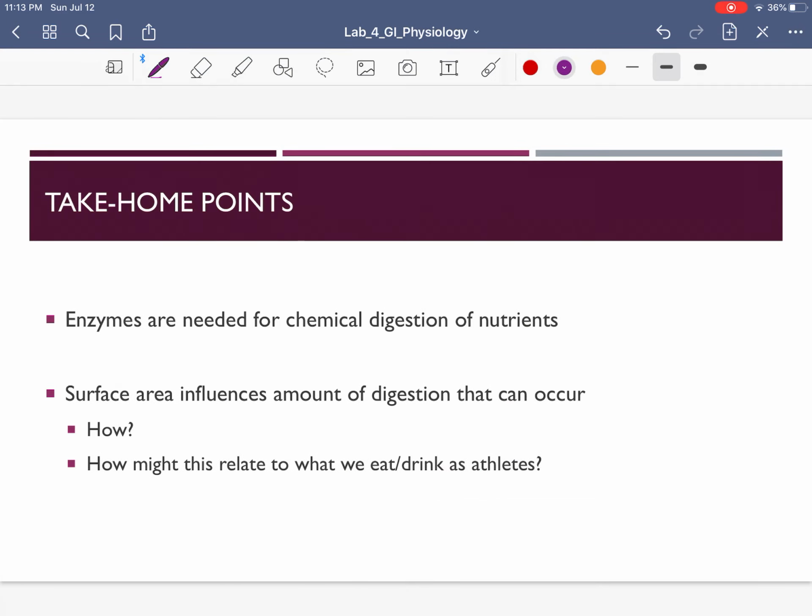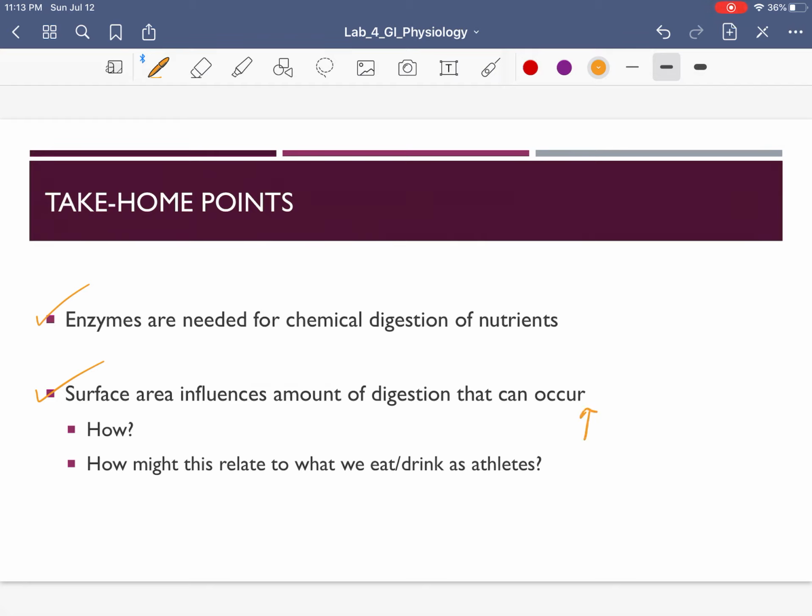Okay, so what are some take-home points? Oh yeah, my lovely students. Enzymes are needed to speed up chemical digestion. Chemical digestion would still technically happen without enzymes, but it would happen so slowly that we wouldn't be able to keep up with the chemical reactions that we need in order for our body to work. So we need them in order to carry out our cells' functions. And surface area does influence the amount of digestion.